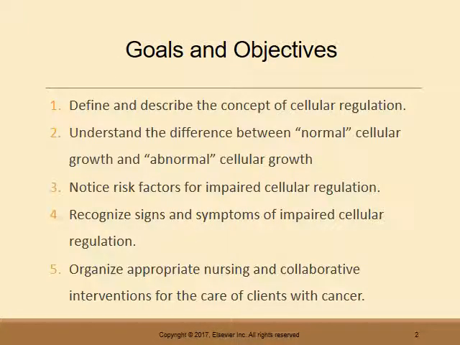The goals and objectives we have for this lesson are to define and describe the concept of cellular regulation, to understand the difference between normal cellular growth and abnormal cellular growth, notice risk factors for impaired cellular regulation, recognize signs and symptoms of impaired cellular regulation, and organize appropriate nursing and collaborative interventions for the care of clients with certain cancers.